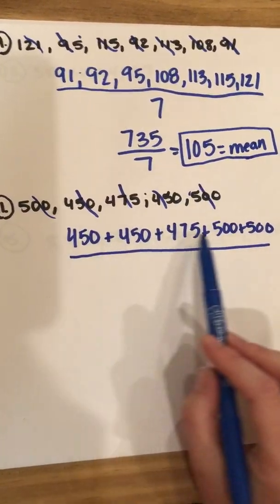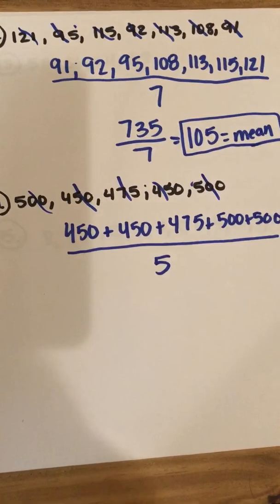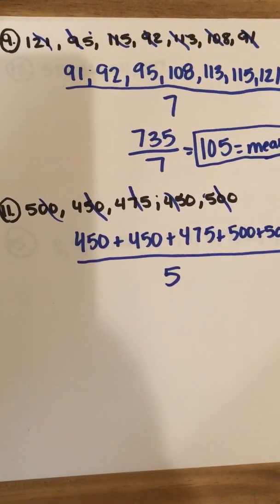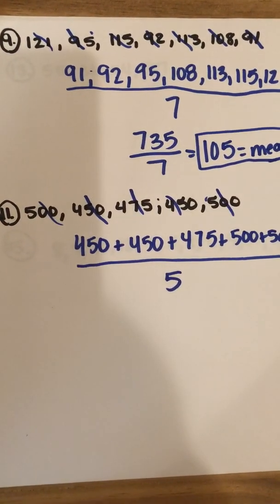And I have 5 here, 5 there. Divide by 5. I always check that I have the same number, because a little tiny error is going to be able to throw my data off.